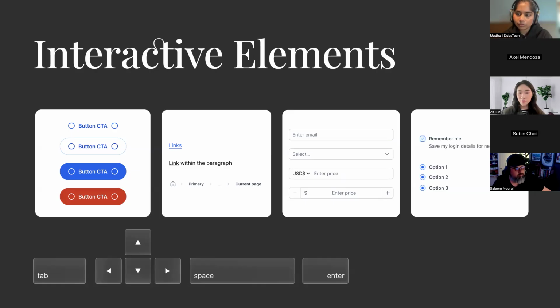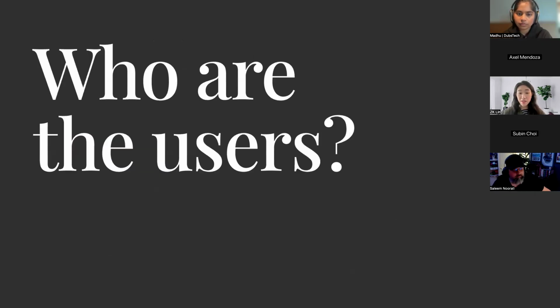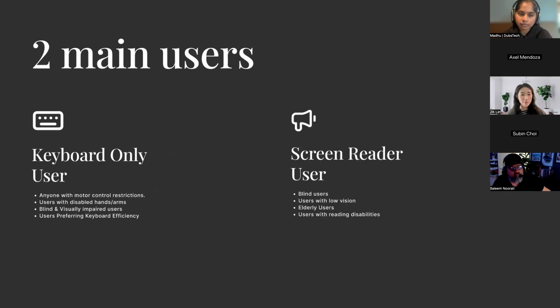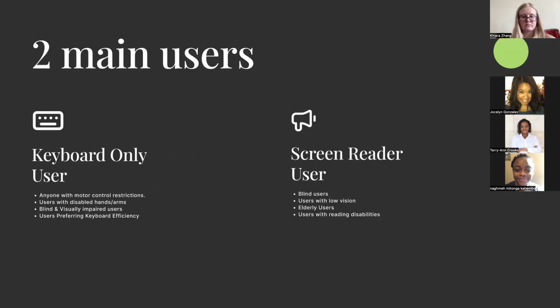When we're speaking of users, who are they? Who are we designing for? When we're talking about accessibility, there are two main types of user groups that we need to focus on. We usually call them keyboard-only users and screen reader users. Keyboard-only users are individuals who navigate the website entirely with the keyboard.